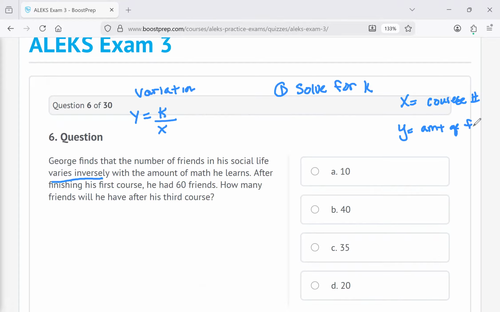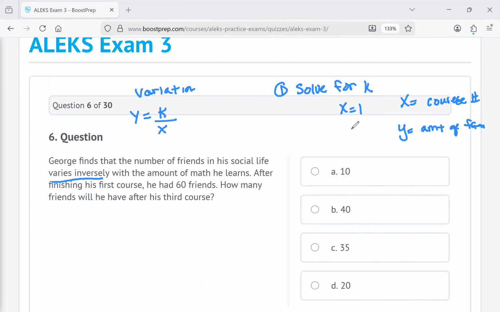So that's the other thing you have to do. You have to figure out what is your x and what is your y. So what would be our x and our y for our first one? It says George finds that his number of friends in his social life varies inversely with the amount of math he learns. After finishing his first course, so that is a clue that our x is 1.